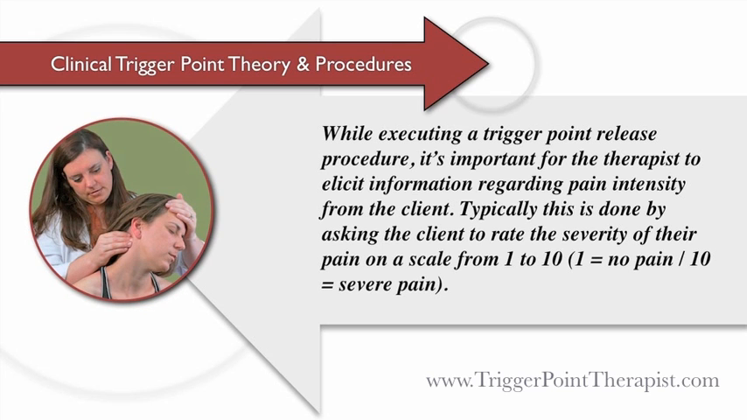While executing a trigger point release procedure, it's important for the therapist to elicit information regarding pain intensity from the client. Typically, this is done by asking the client to rate the severity of their pain on a scale from 1 to 10, 1 being no pain and 10 being severe pain.